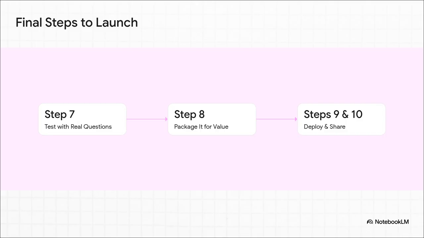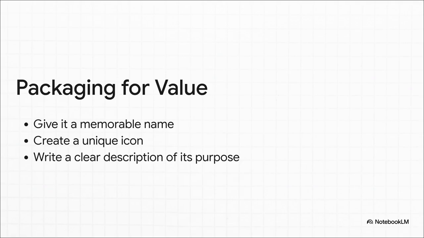So here it is, the final sprint to the finish line. This is where you really stress test what you've made, give it that professional polish that it deserves, and then, finally, you get to deploy and share it. And don't just brush off the packaging part, it's not a small detail. This is what turns your tool into a real product. A catchy name, a simple but unique icon, and a super clear description, that's what tells a potential user exactly what your GPT does and, more importantly, why they should care. It's the professional finish on all your hard work.